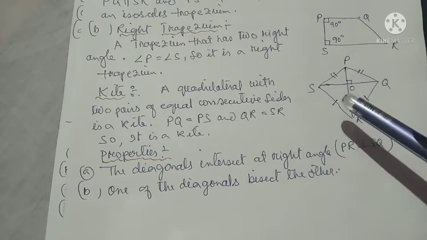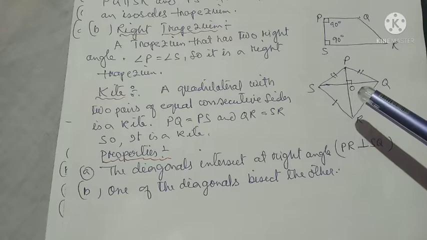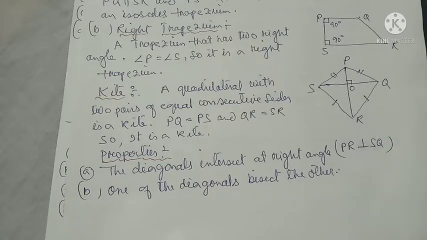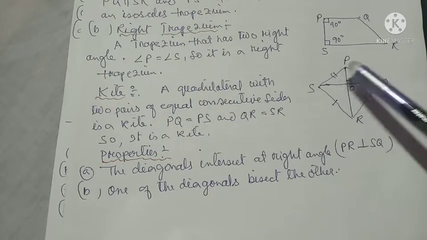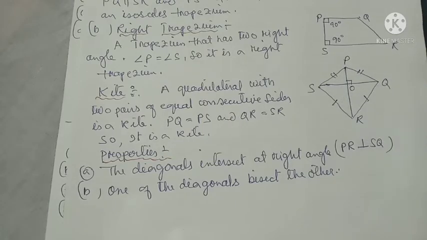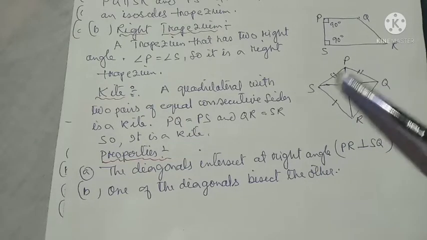See again, in quadrilaterals, when two pairs of equal consecutive sides are there, then that is a kite. That is a figure of a kite. Two consecutive sides in these two and these two. If their consecutive sides are equal, then the figure we call a kite.